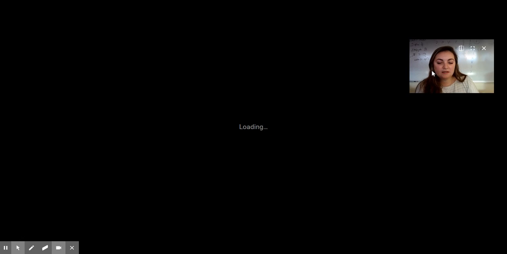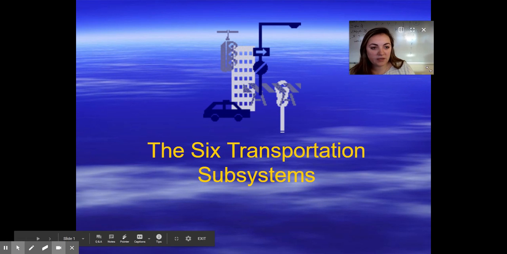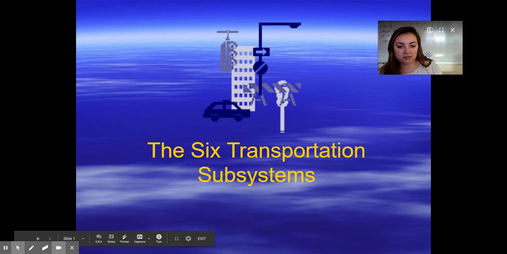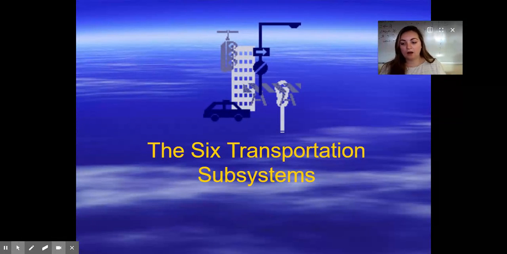Okay, let's present this. Our next set of notes is about the 6 transportation subsystems. Our first unit in this systems design unit is transportation systems, and we're going to learn about all the different parts of a transportation system in this note session.